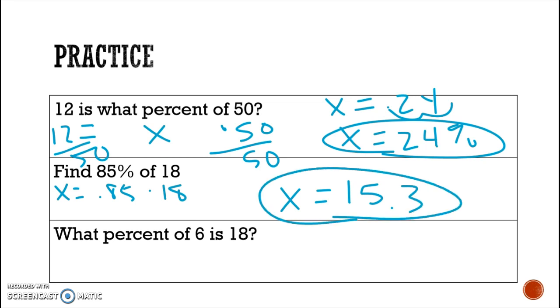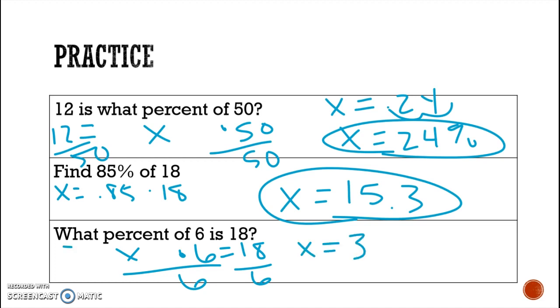Alright, last one. Of 6 equals 18. So I need to divide both sides by 6. X equals 3. Now this says what percent, so we still have to move our decimal 2 spots. So this is going to give us an answer of 300%.